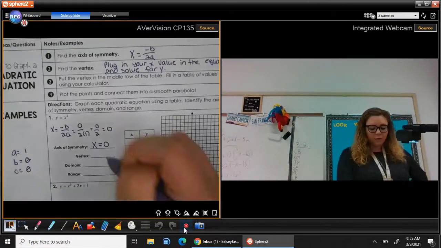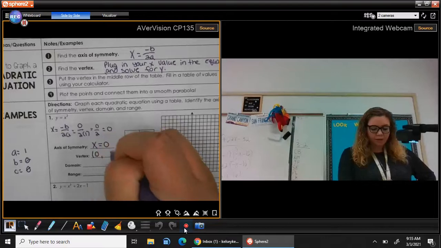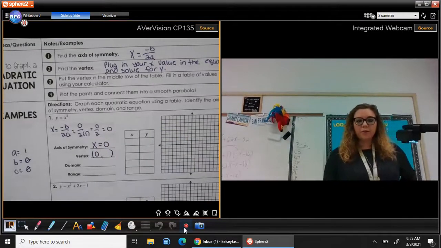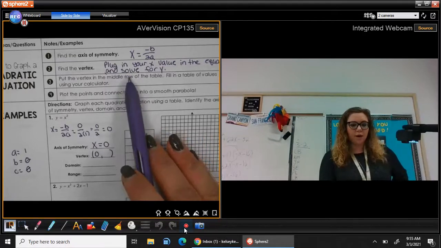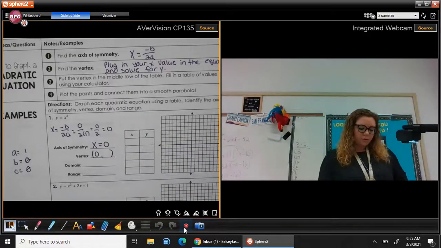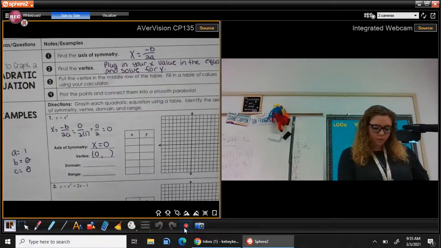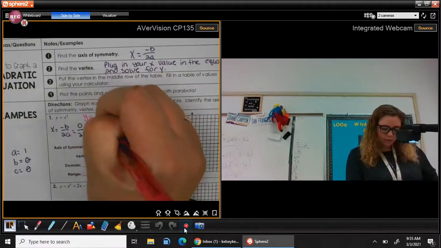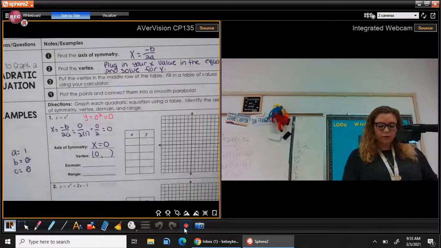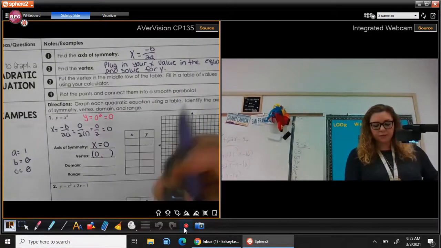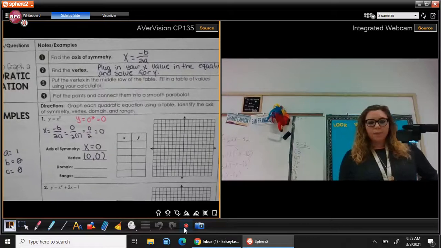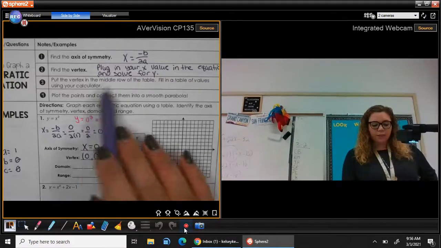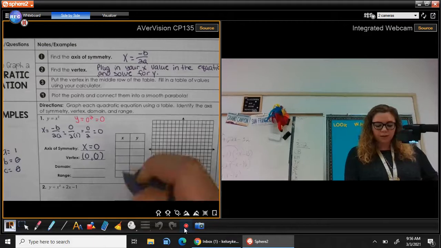To find my vertex, I have my x value. The only thing left to find is my y value. So we're going to plug it into the equation and solve for y. I wish I had more room to write this. So y equals 0 squared, which is just 0. So my vertex is 0, 0. Then it says to put the vertex in the middle of the table, so we're going to put 0, 0 in the middle.